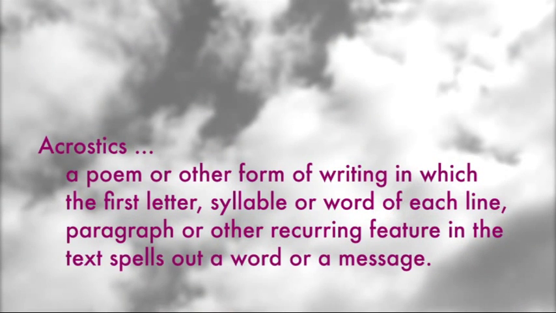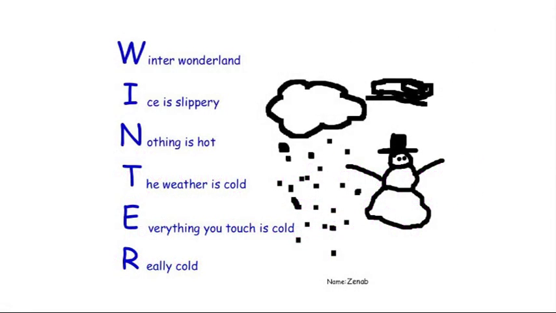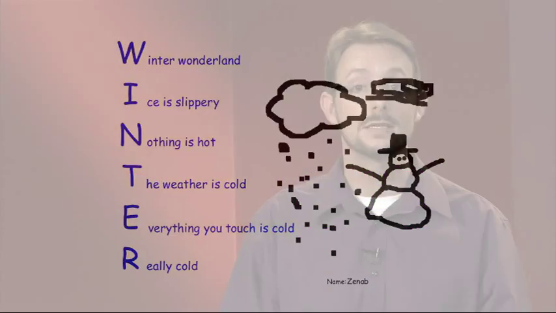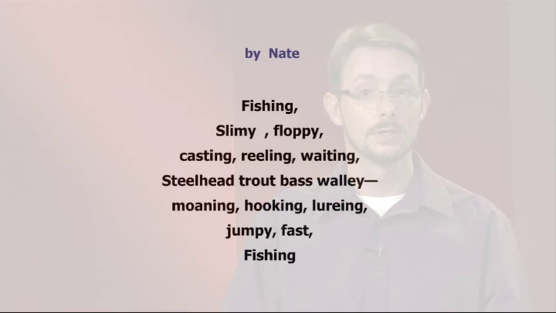There are many types of poems, and you'll soon learn how to identify them and write some of your own. There are acrostics, a poem or other form of writing in which the first letter, syllable, or word of each line, paragraph, or other recurring feature in the text spells out a word or a message. Biopoems, or biosimile, a simple form of poetry that follows a specific pattern. The words you choose should describe you as a person.